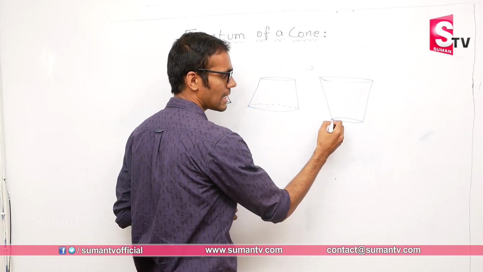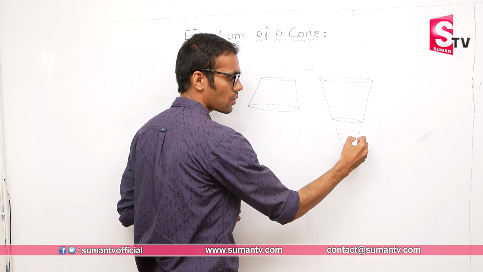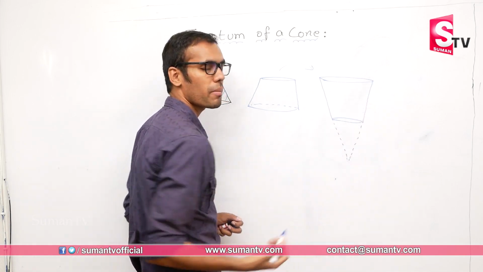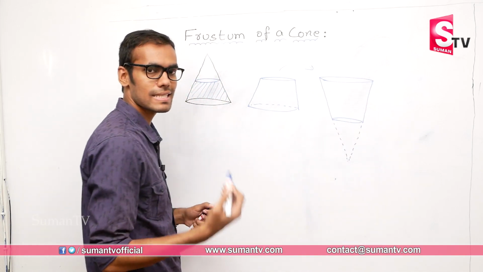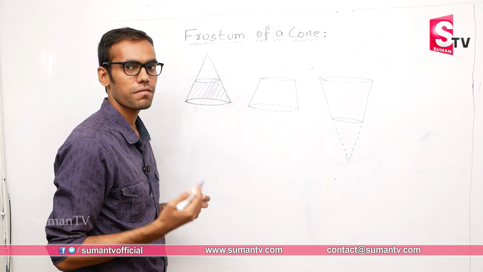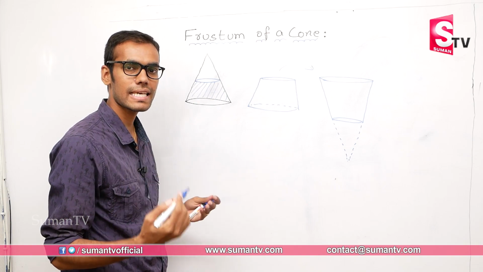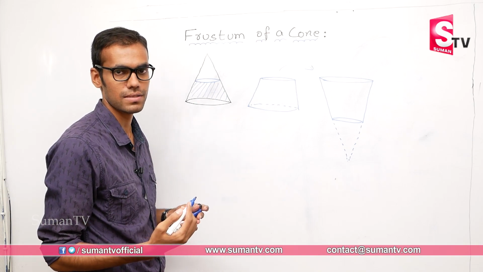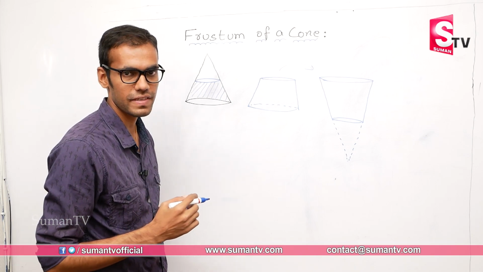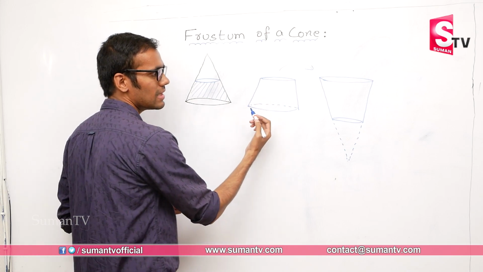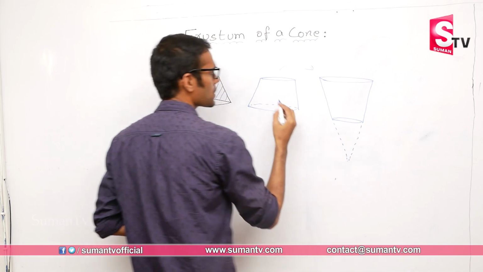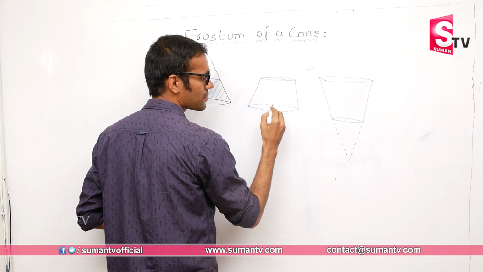So if you extend the slant heights of this frustum, you will be forming a proper cone, right? Now how do we derive the formulas for volume of the frustum, CSA of the frustum and TSA of the frustum? You already know what is CSA and TSA, curved surface area and total surface area. So what will they give in the examination? They will give you, so let's look at this diagram.